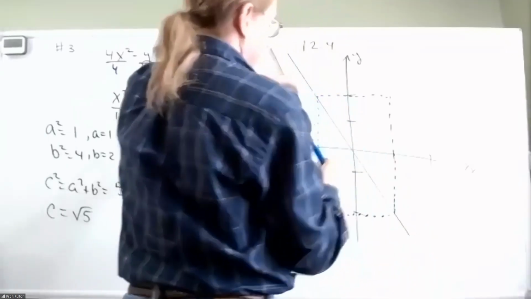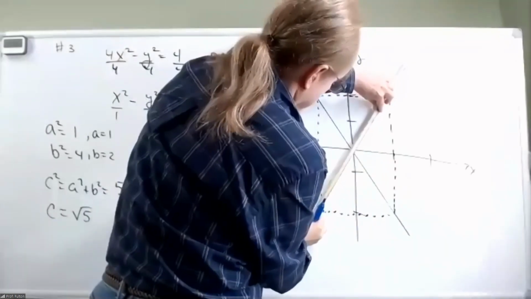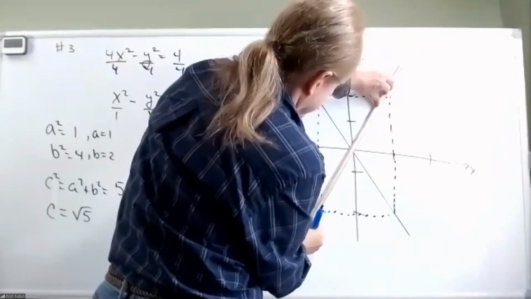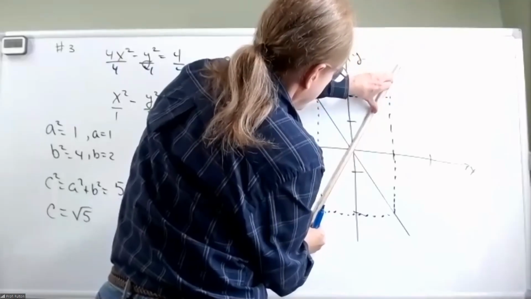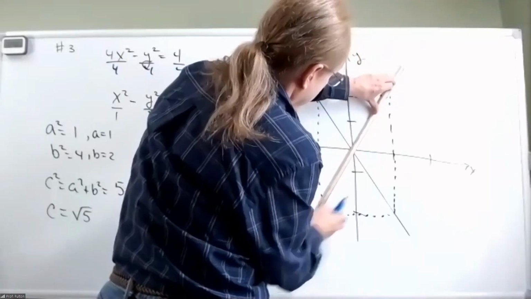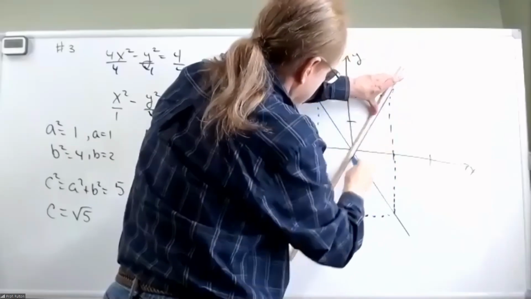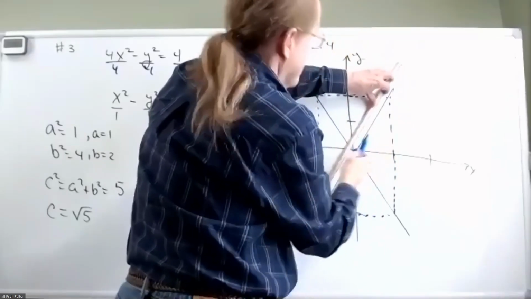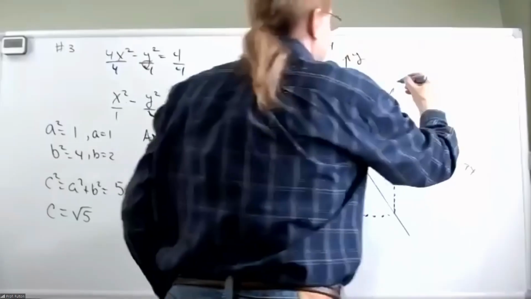It should pass through the origin. It's a little off, but it's okay. This is the general idea over here. Something like this. And this should go through the origin, but it's not. So I'm off a little bit there, but that's okay.